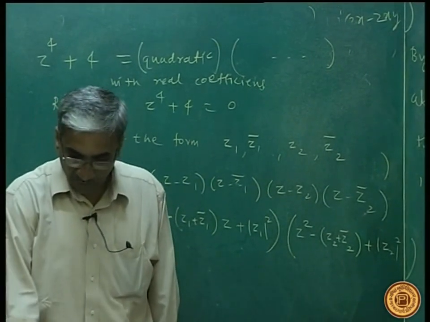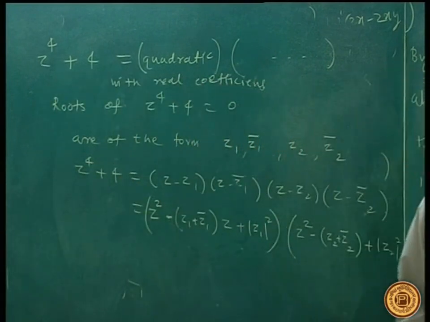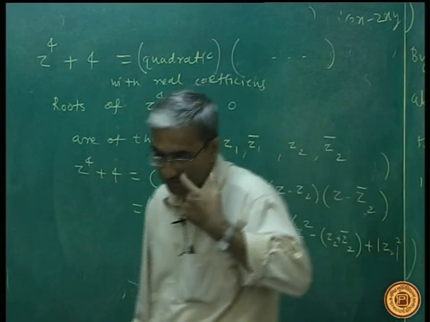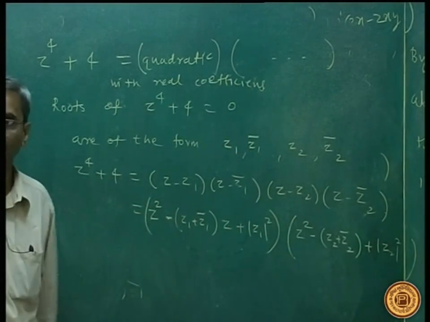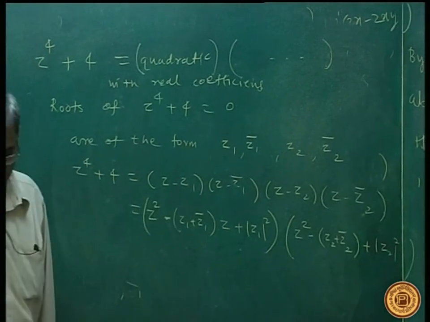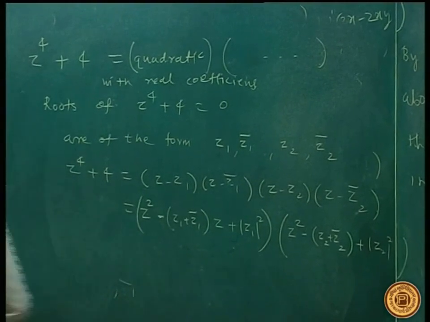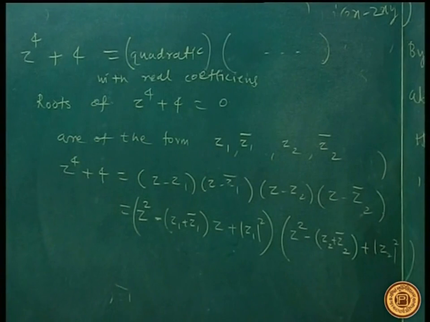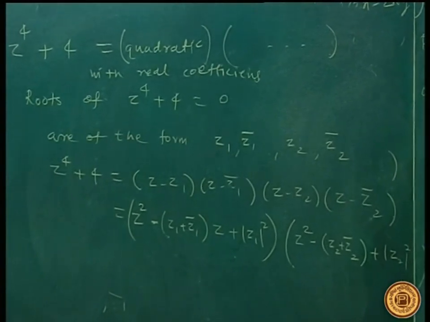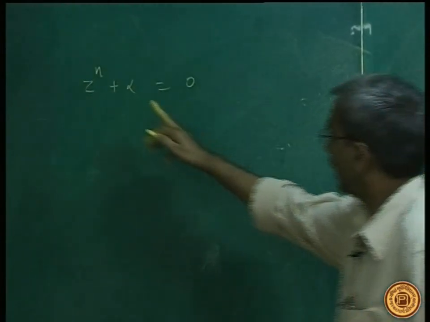And the problem number 4, as you see in these notes, is a generalization of this problem, that is z to the power n plus alpha can be factorized as polynomials of degree at most 2. See this. You have z to the power n plus alpha equal to 0, where alpha is real. Alpha is real.